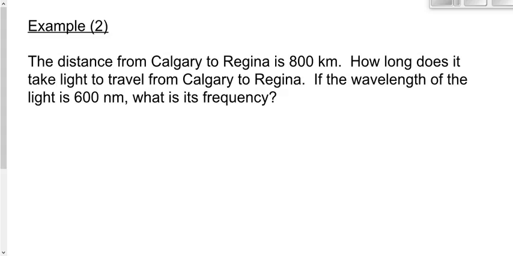It says the distance of Calgary to Regina is 800 kilometers, which we know we're going to want to convert to meters. How long does it take the light to travel from Calgary to Regina? And if the wavelength is 600 nanometers, what's the frequency?